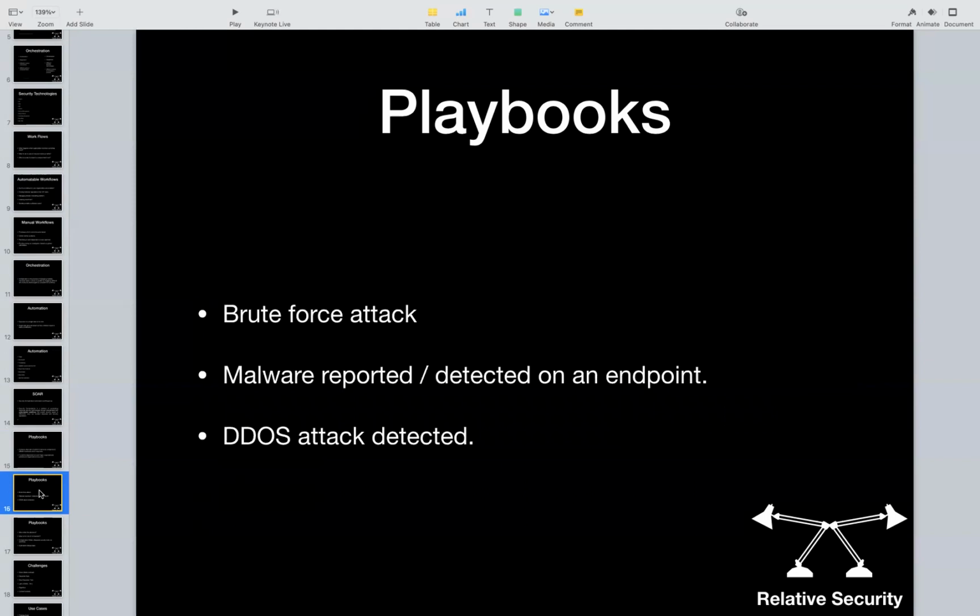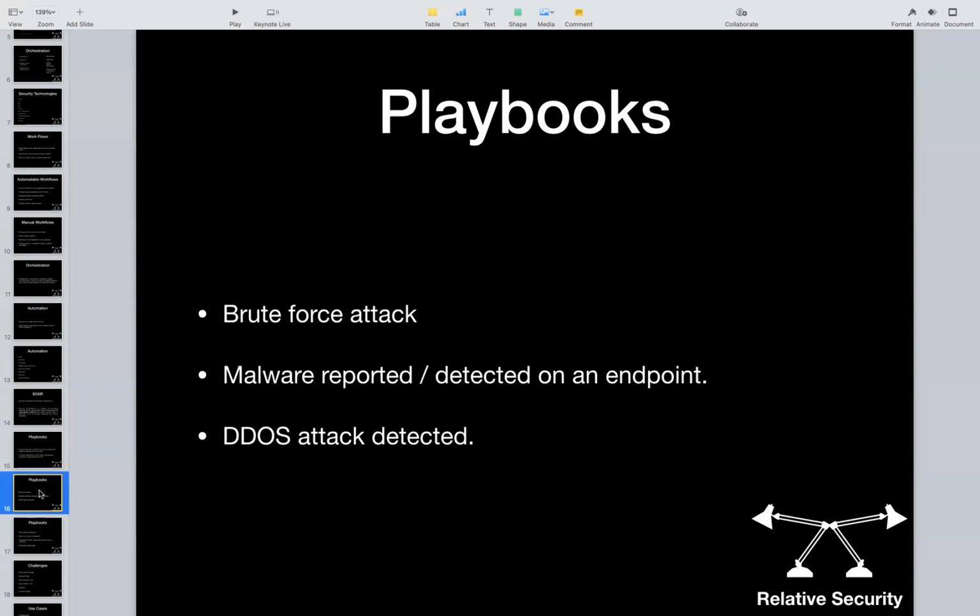And these playbooks become the basis of your orchestration, because once you have defined these playbooks for a certain scenario, for example the brute force attack or malware reported or detected on an endpoint, how are we going to respond, who are we going to contact, what are the different teams that are going to be involved.